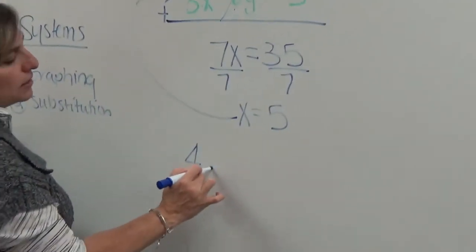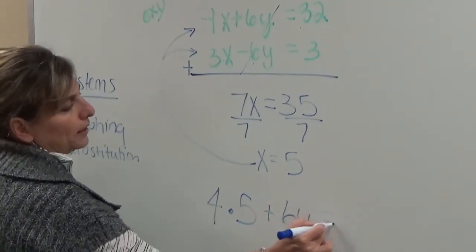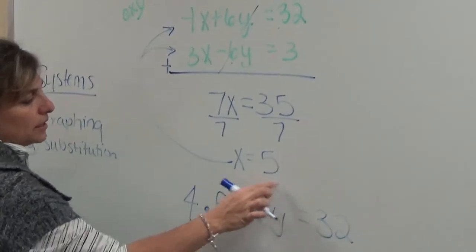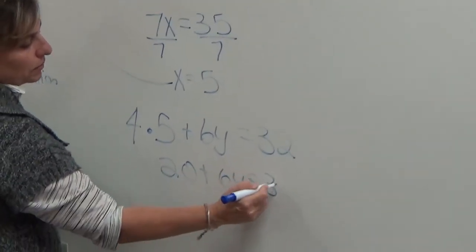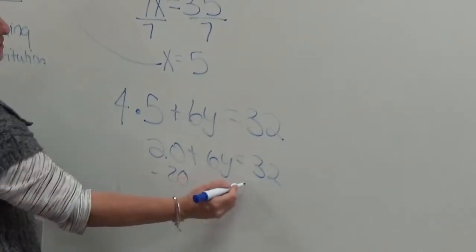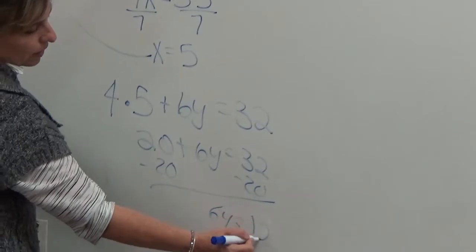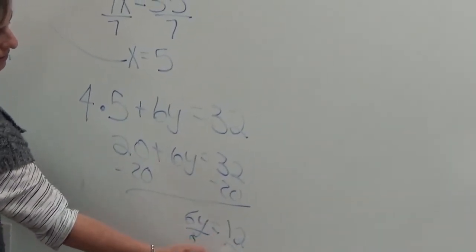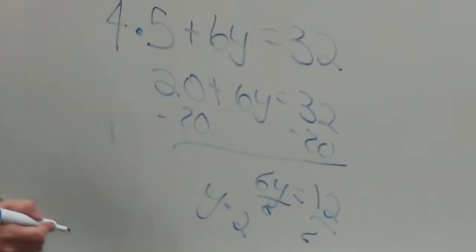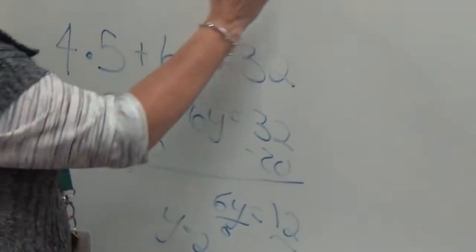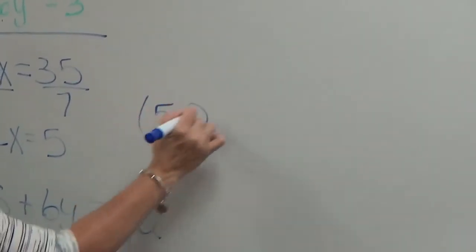Instead of writing x, I'm going to write the answer that I just found, because my goal is to find y. When x equals 5, let's see what y equals. 6y equals 32 minus 20, which is 12. Then divide by 6. My answer is y equals 2. A lot easier than graphing, to be honest with you, and easier than substitution as well. My answer is 5, 2.